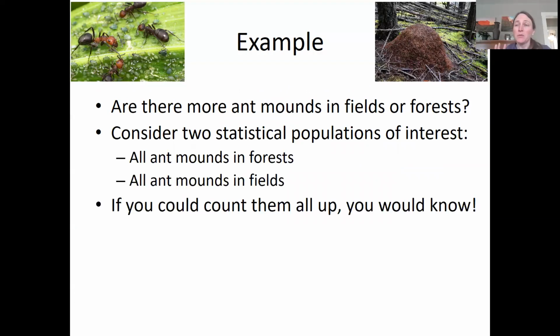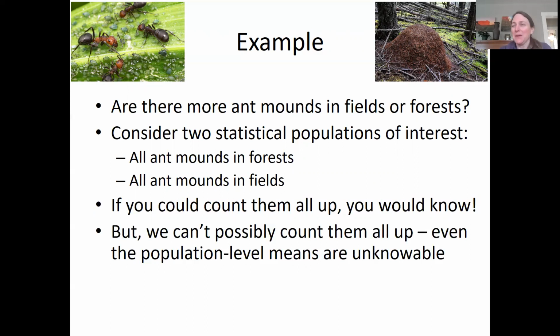And if you could count up all of the ant mounds in all of the fields and all of the forests in the entire world, you would know the answer to this question. Okay, but we can't know that. We can't possibly count up all of those ant mounds. So these population level means, the average number of ant mounds in the field versus the average number of ant mounds in the forest, in reality is unknowable.